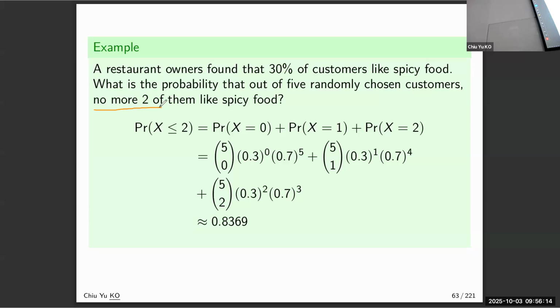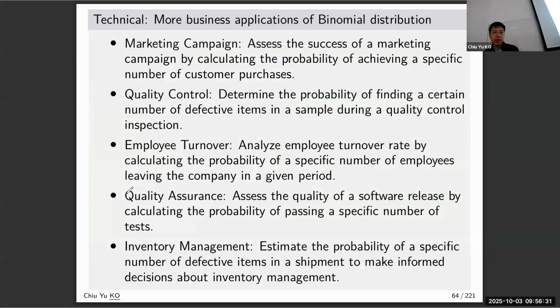Majority of the time, I don't run out of the space. That may be okay. So you can see this is a good application in business. Of course, this is not the only thing, because I don't think you only care about the spicy food in the restaurant, right? There are many applications as well. And there's a lot.